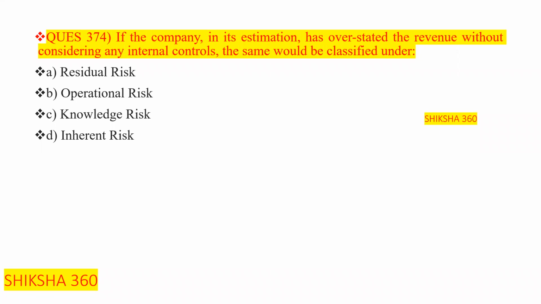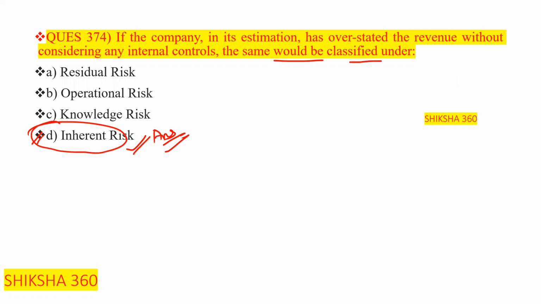Option A is residual risk. Option B is operational risk. Option C is knowledge risk. Option D is inherent risk. So what is the correct answer? Option number D is the correct answer, that is inherent risk. So the same would be classified under inherent risk.